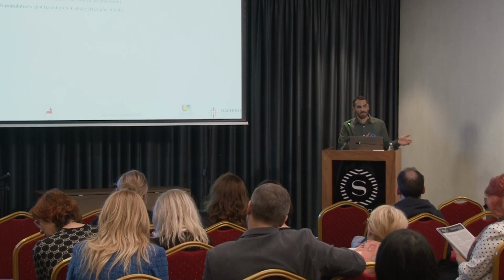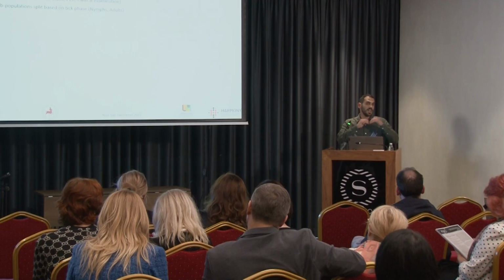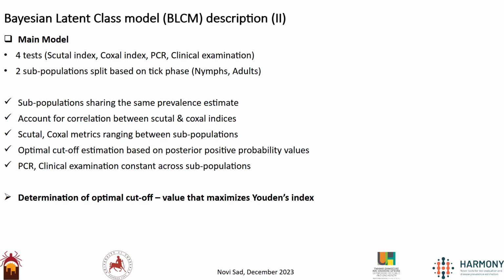We split our population based on the tick phase, so we have 2 subpopulations, one from nymphs and one from adults, because we expect, as we said before, the test characteristics of the scutal and coxal index to differ between nymphs and adults. And yeah, given the prevalence, we thought that the two subpopulations share the same prevalence estimate.